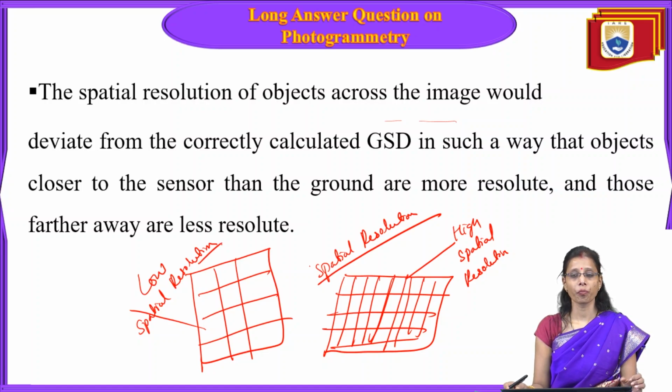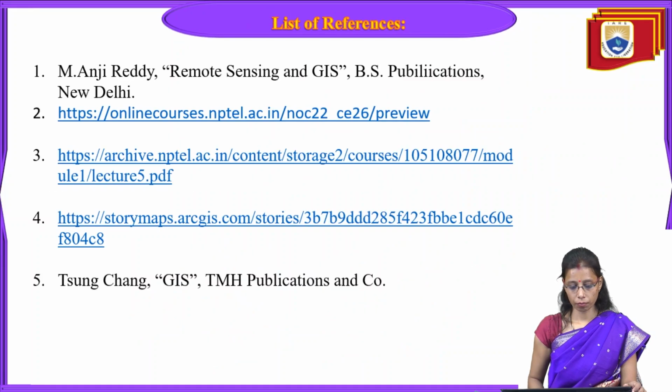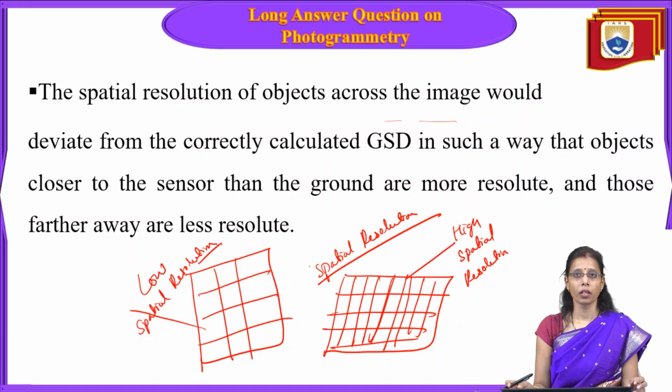The spatial resolution of the objects across the image would deviate from the correctly calculated GSD in such a way that objects closer to the sensor and the ground are more resolute, and those further away are less resolute. So this is about the long answer type questions. These types of questions will come in the exam. This is the way you can solve long answer questions, and you can give the conclusion in this manner by defining the different categories and classifying the questions into 2 parts and 3 parts. Based on that, you can divide these questions.